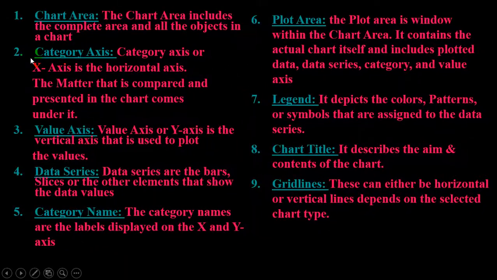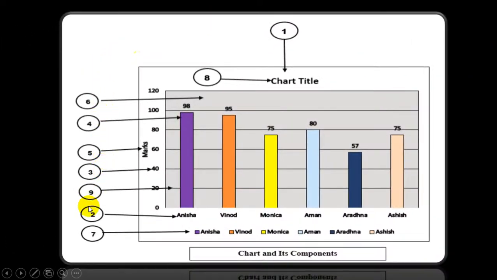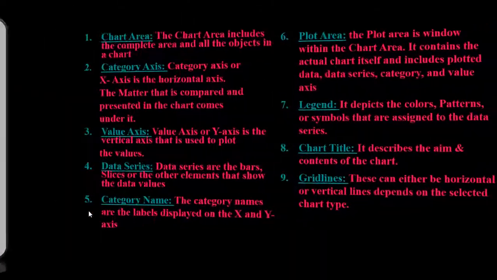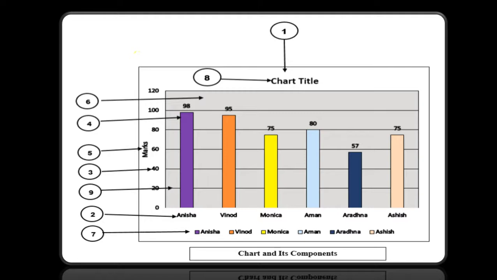What is the second point pointing to? Category axis. Let's go back. Where is the second point? Here it is. What is it pointing to? It is pointing to the names. Look at this: it points to names like Anisha, Vinod, Monica, which is called the x-axis. So the x-axis is called the category axis.